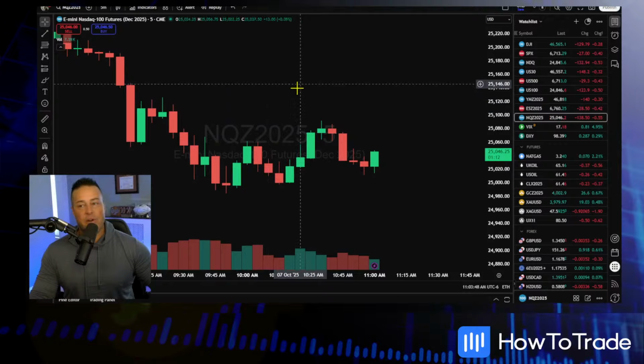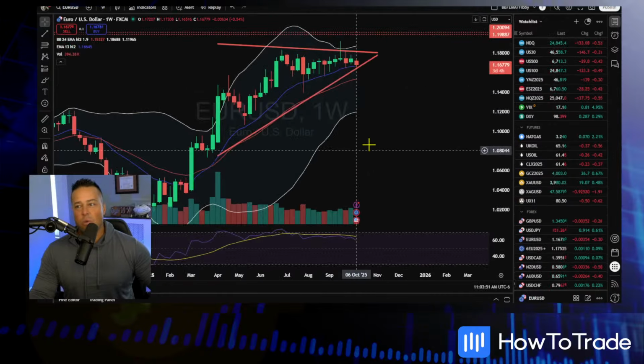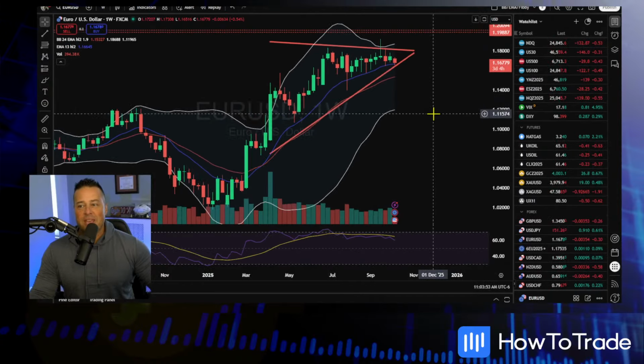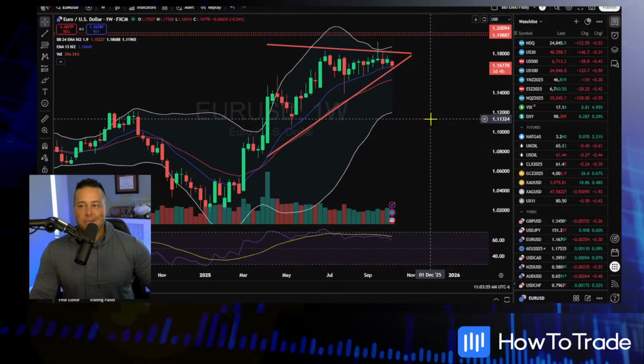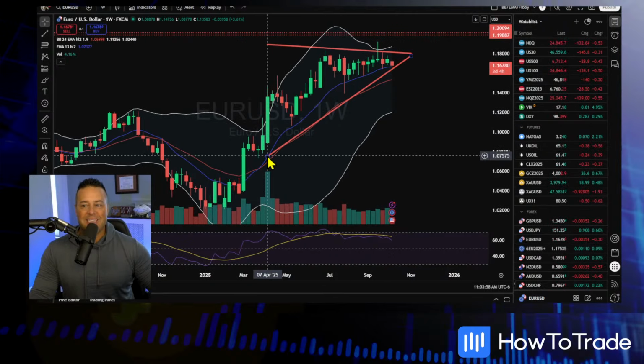All right, guys, let's just get right down to business and price action here. Euro USD, this is where we want to start. I wanted to point this out because it's not the prettiest chart in the world, but it's important that we understand really what an ascending triangle is.